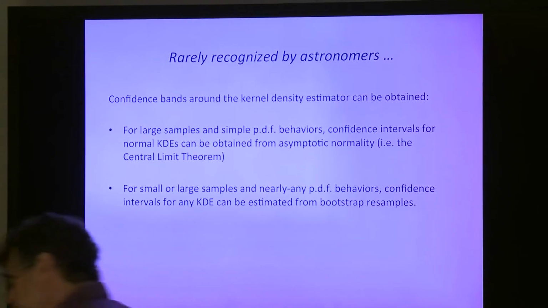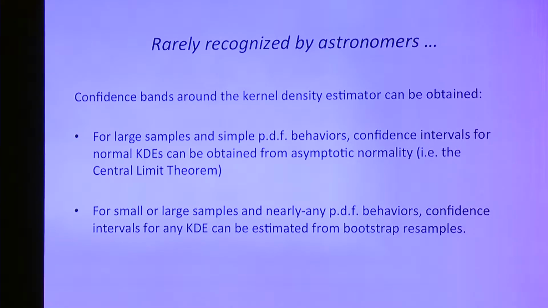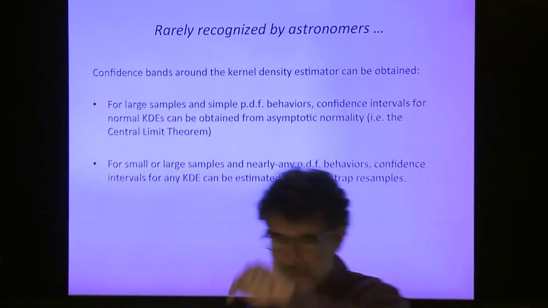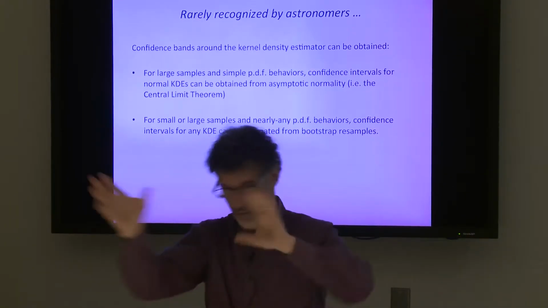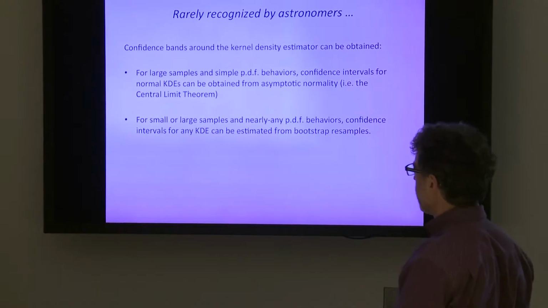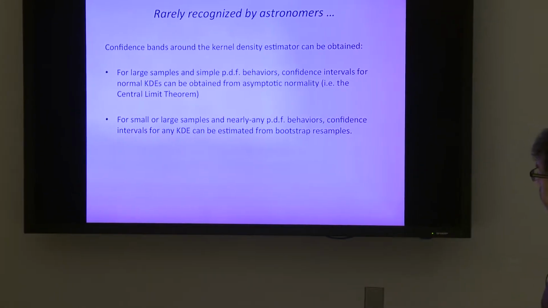Now astronomers rarely recognize that when you smooth things, you don't give up error bars. The one reason the astronomer likes to do a histogram is that they know how many objects went into the histogram, and they take the square root of that and they get an error bar on it, and they usually do not very accurate statistics using the error bars. But you can do confidence bands around kernel density estimators as well.